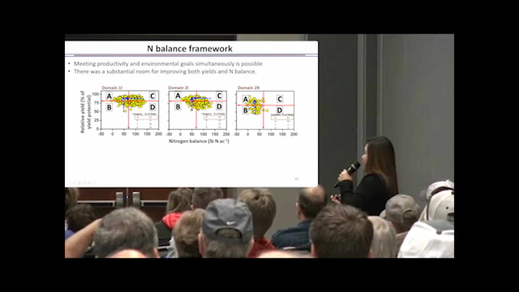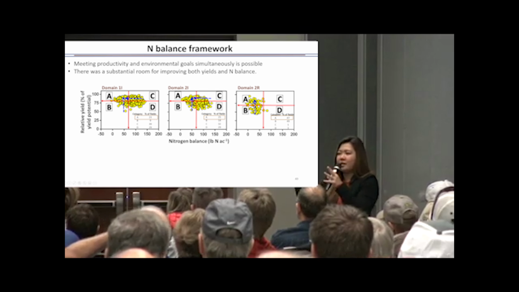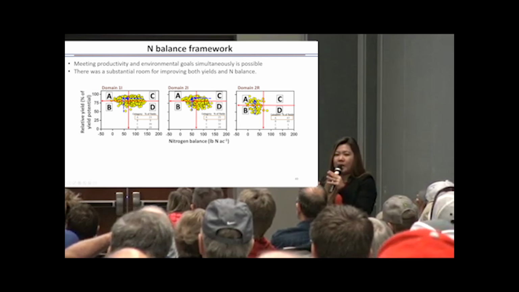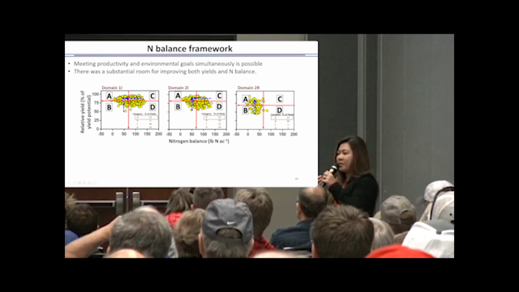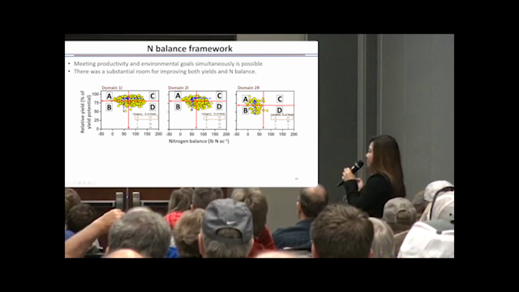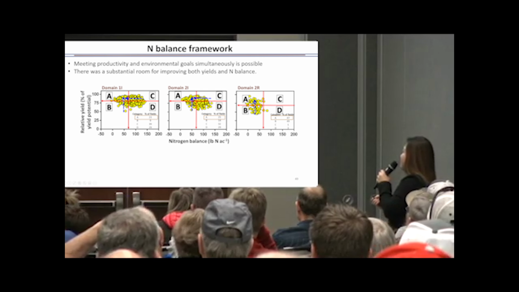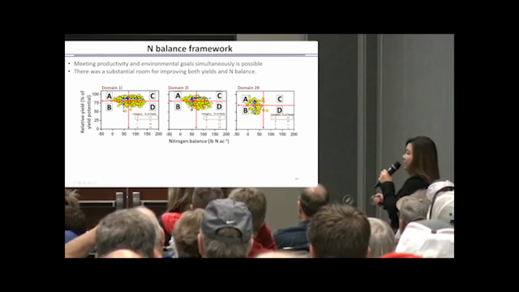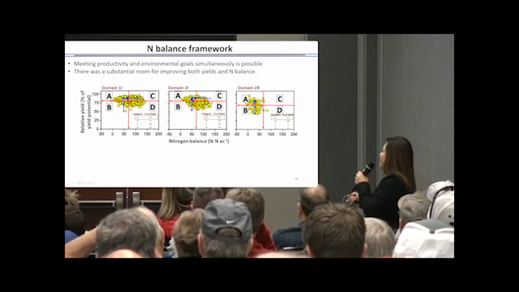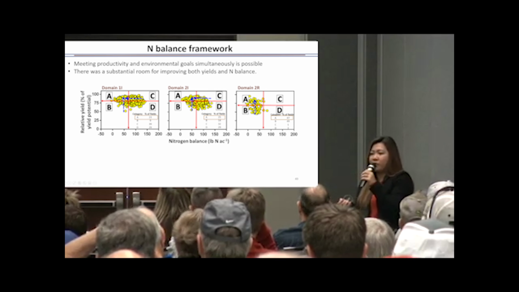So we can conclude here that achieving high yield while at the same time exhibiting small positive nitrogen balance is a realistic goal. It's not a conflicting goal, as we could see from these farmers that are attaining that main goal. And also we can see here that there is still large room for improvement.